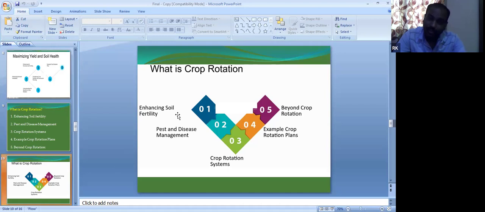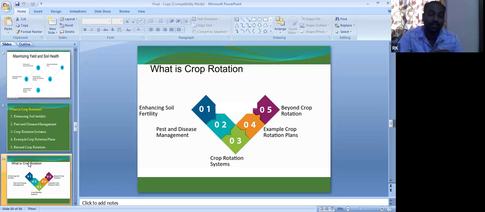Enhancing the soil fertility, pest and disease management. Suppose we grow the same crop, the same pest and disease, we cannot kill them. So we apply pesticides, herbicides and the like. So we do the crop rotations. These are the things we prevent that way. Okay. So beyond rotation, we don't repeat the crop the next year. That is the fifth point. Example, crop rotation plan. I have already given that. So crop rotation is essential here. Why? Because of disease management, enhancing the fertility, and not repeating the crop beyond rotation.